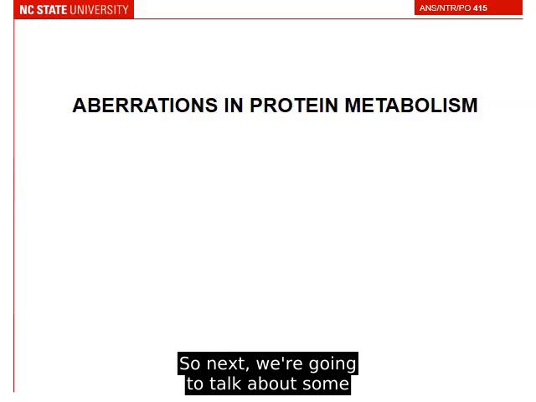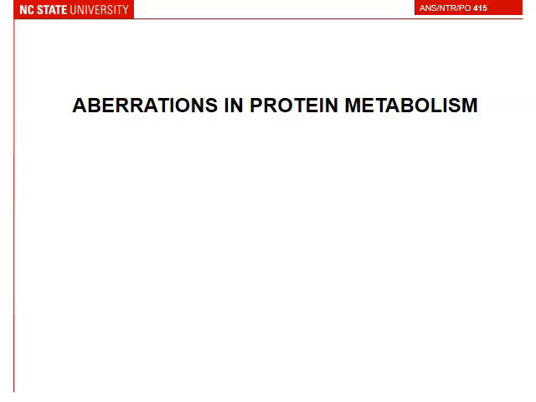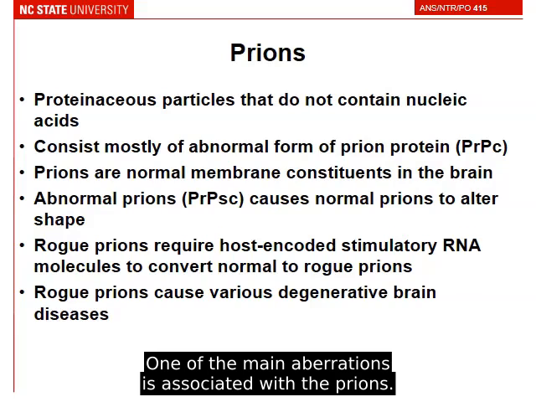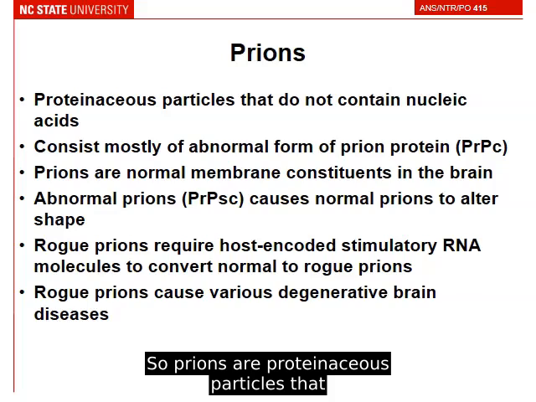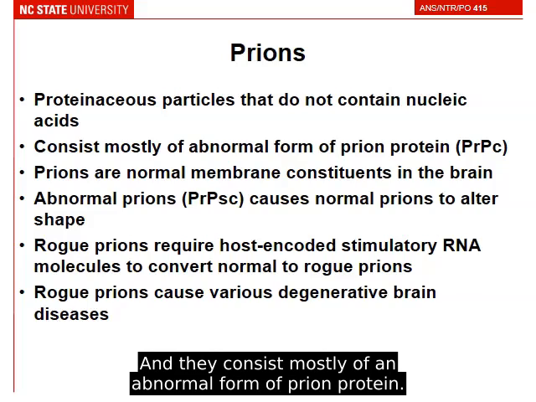So next we're going to talk about some of the aberrations involved in protein metabolism. One of the main aberrations is associated with the prions. Prions are proteinaceous particles that do not contain nucleic acids, and they consist mostly of an abnormal form of prion protein.